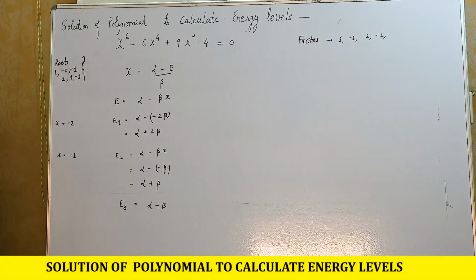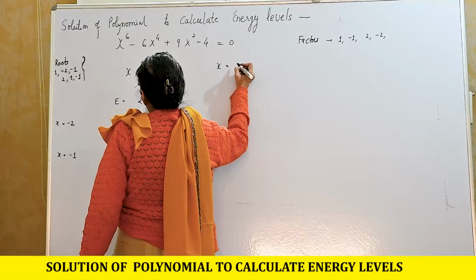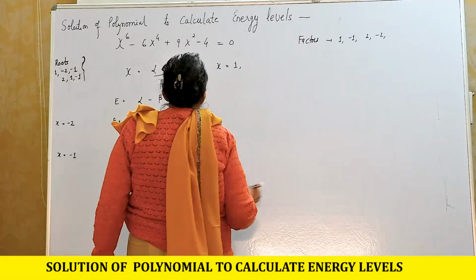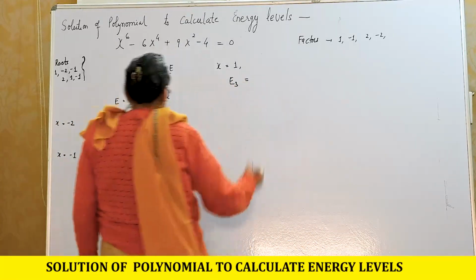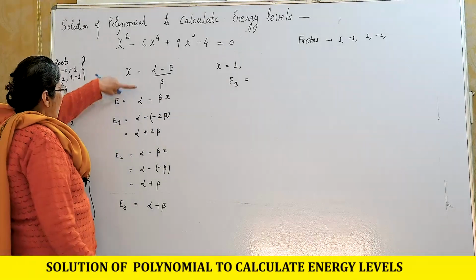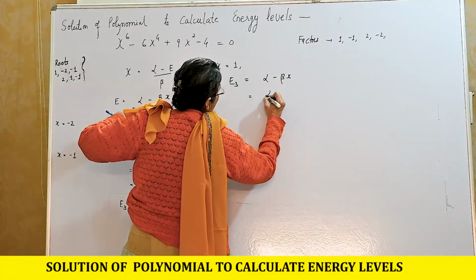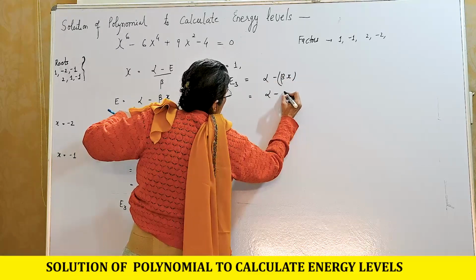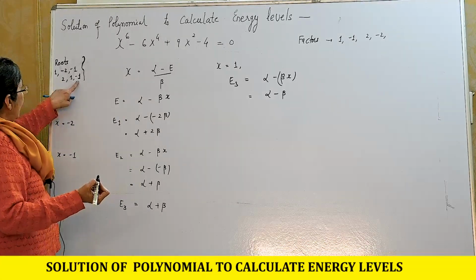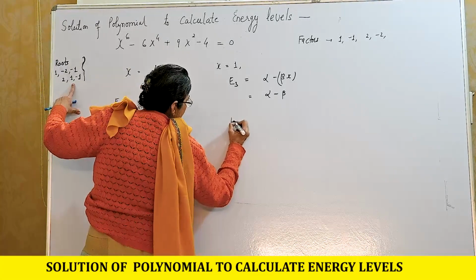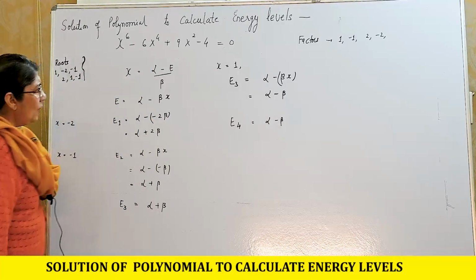Now next root is x is equal to 1. So the energy will be alpha minus beta x, and it will be alpha minus beta when x is equal to 1, and we are getting 2 times 1, so one energy level E4 will also be alpha minus beta, and this is the case of degeneracy.